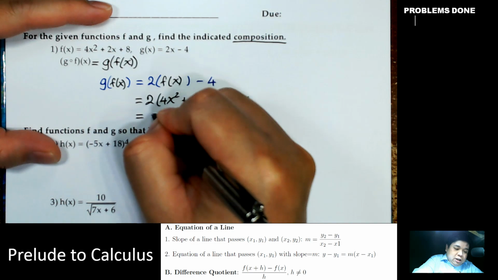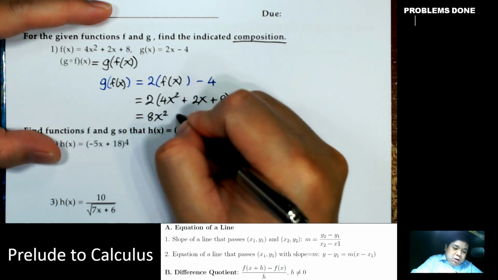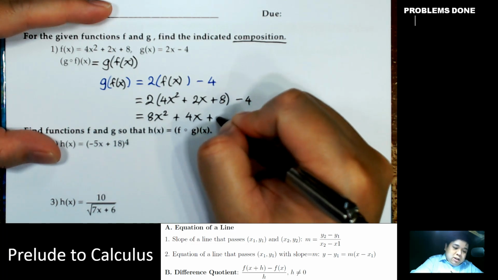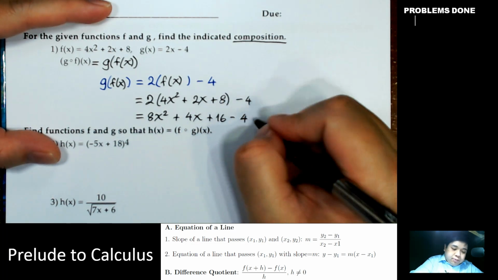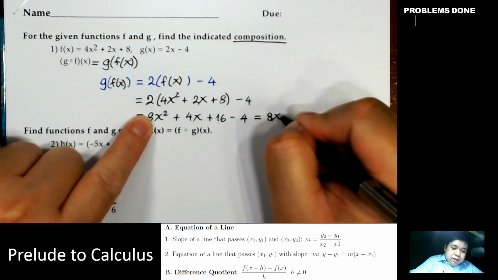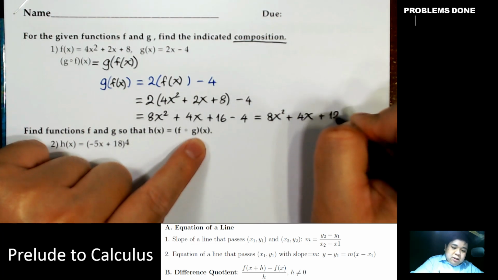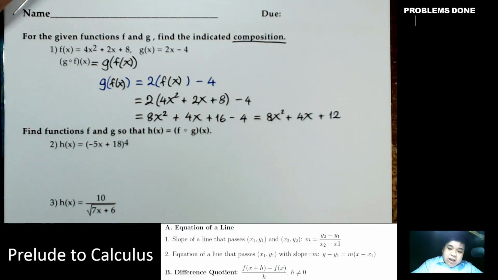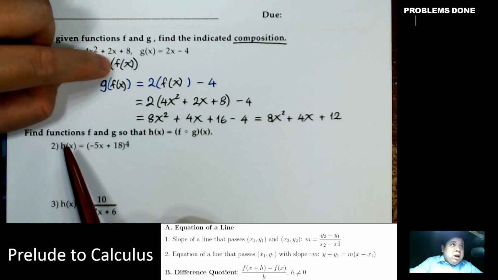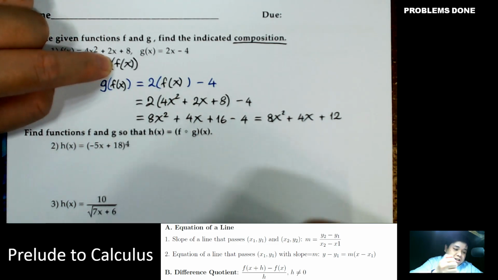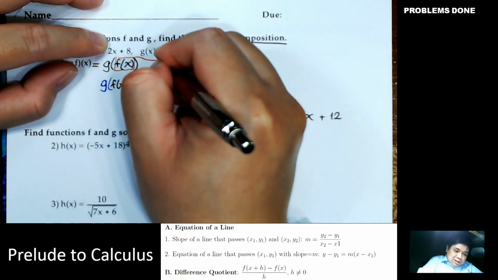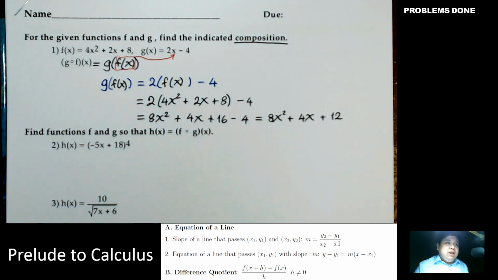Multiply it out, 8x squared plus 4x plus 16 minus 4, and we have 8x squared plus 4x plus 12. Right, so that's the first one. The key here, of course, for g of f of x, is we replace the x of the outside function with f of x. So that is important.